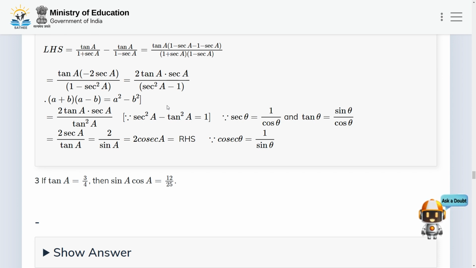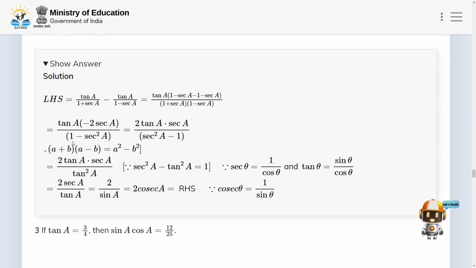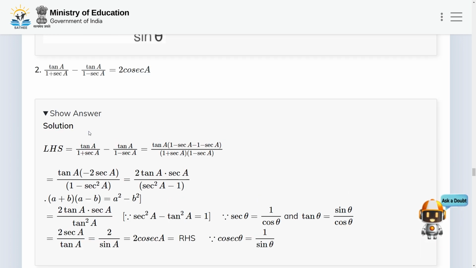Okay, and since we know sec theta is equal to 1 by cos theta, and tan theta is equal to sin theta by cos theta. Okay, so we can now use this formula and we'll get this is equal to 2 sec a divided by tan a, and this is equal to 2 by sin a, and this is equal to 2 cosec a. Since we know cosec theta is equal to 1 by sin theta, that is why 2 by sin a is equal to 2 cosec a, and this is actually our right hand side. So here we get left hand side is equal to right hand side. Okay, hence proof second one.